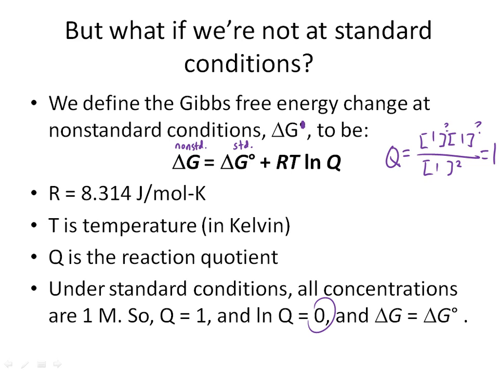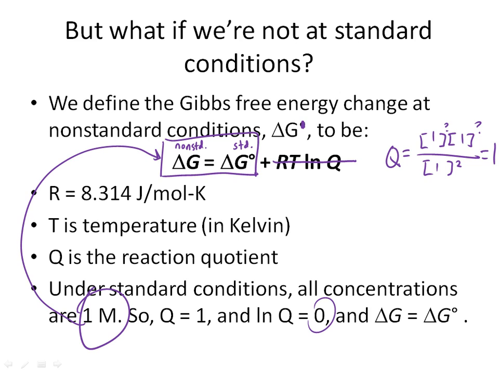0. So if the ln of Q equals 0, then this whole term goes away, which means that this one goes away because they're being multiplied. So when all of your concentrations are 1, your delta G equals delta G naught. Why does this make sense? Because the definition of standard conditions says that everything is 1 molar. So if everything's 1 molar, we are at standard conditions, and our delta G is just equal to delta G naught. Hopefully that makes sense.